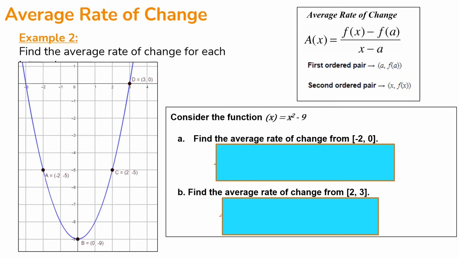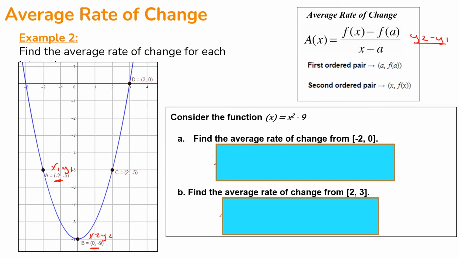Now let's take a look at the average rate of change for a quadratic function. It says consider the function x squared minus 9, and we have the graph of this quadratic function here, and we're asked to find the average rate of change from -2 to 0. So again, that is denoted by our x values, and so we're looking at -2 right here and 0 here. These will be the ordered pairs that we use, and we can label this x1, y1, x2, y2, and again just plugging it in.